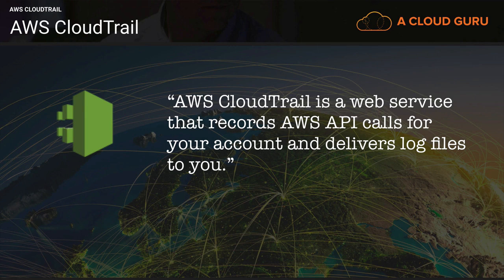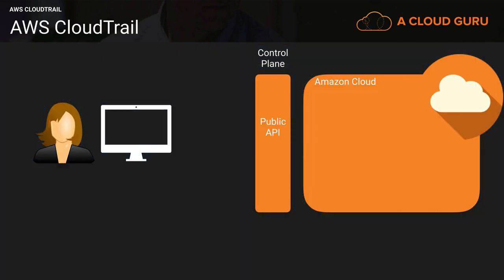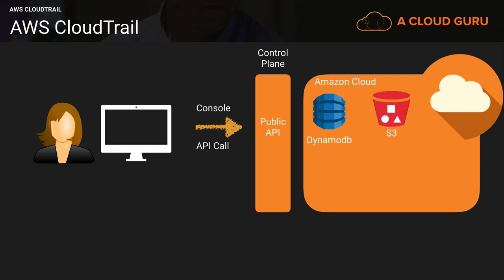So what is CloudTrail? Well, it's basically a web service that records AWS API calls for your account and delivers the log files to you. So we have our user. Our user is accessing the AWS console. They could be using the command line or doing something using the SDKs, whatever. And they're essentially accessing a public API, which is the control plane for Amazon Cloud. That user could be going in and provisioning DynamoDB databases, S3 buckets, EC2 instances, etc. And then basically what CloudTrail is doing is logging all those API calls to a bucket.